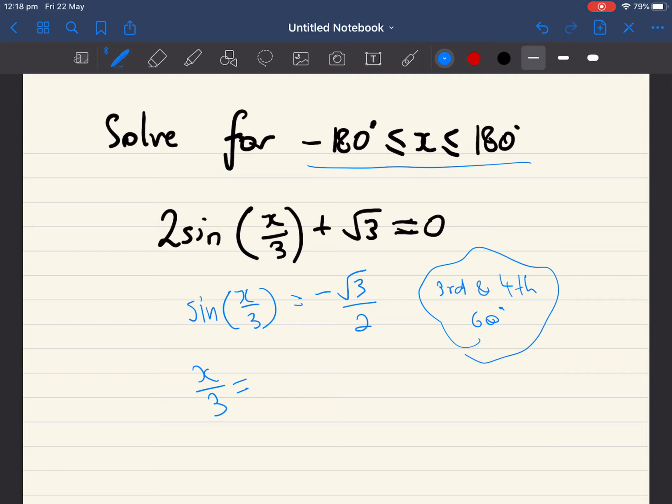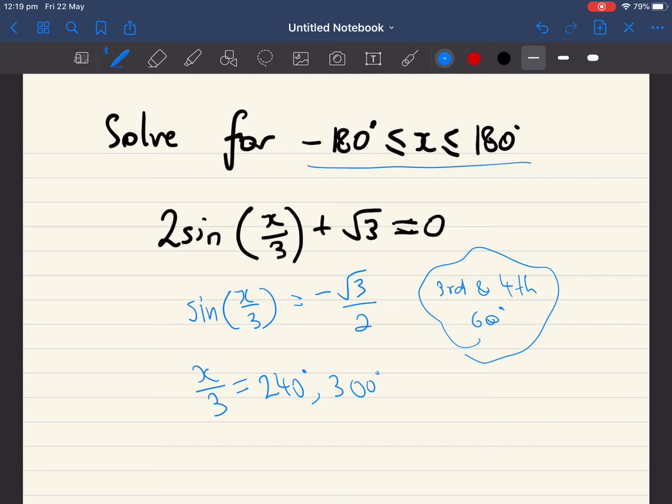So 60 degrees in the third quadrant is 180 plus 60. 60 degrees in the fourth quadrant is 360 minus 60. You get 300 degrees. Okay, those are the initial solutions. And we're solving for x.